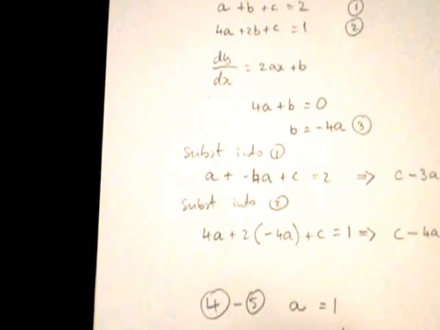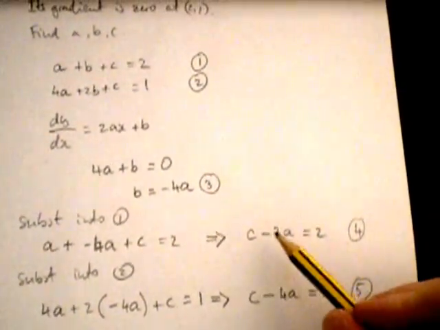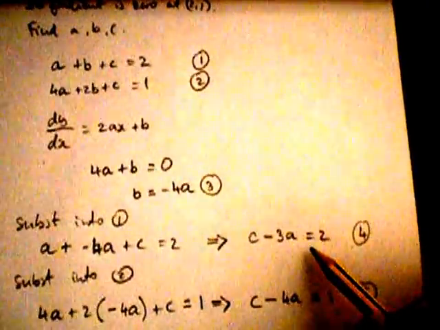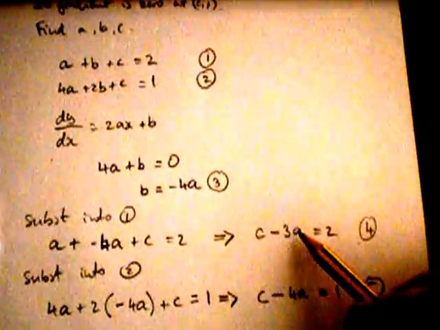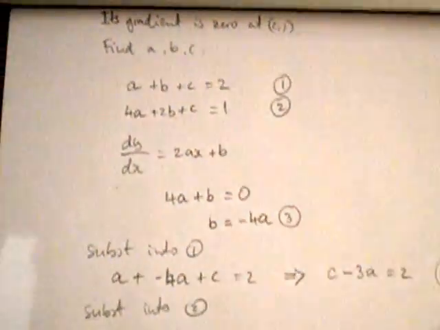And finally c, use any of the equations, but I guess if we rearrange this, c would equal 2 plus 3a, or 2 plus 3 in our case, and therefore c is 5.